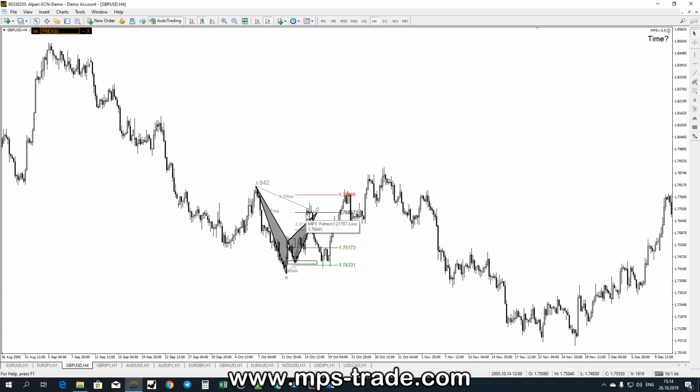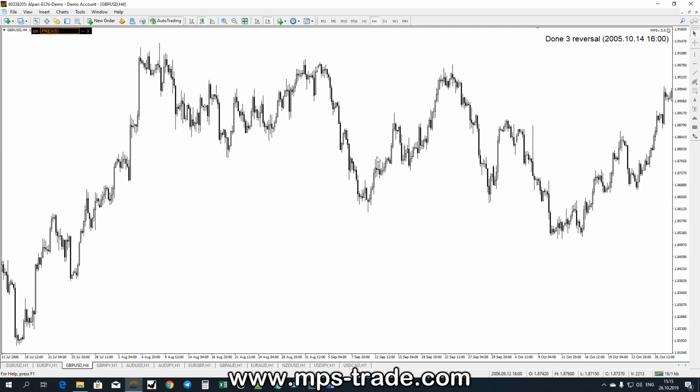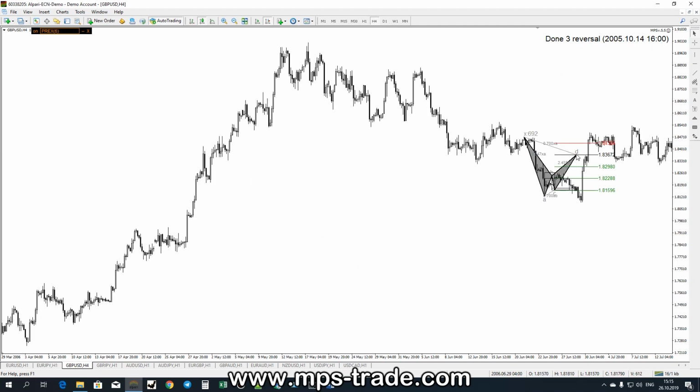This one completes here, and then it hits 3 targets. It is a 3 target winner. So 3 times reversal. Going back, this didn't complete. It invalidated, sorry.